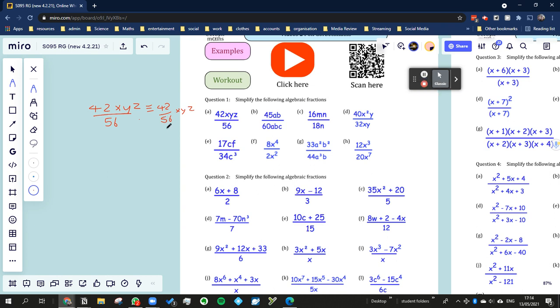So basically, we're looking for a number, the largest number specifically, that 42 and 56 can both be divided by. And that number is 7. So you need to be familiar with your 7 times table to do that. So if you divide both numbers by 7, what do you get? Well, 42 divided by 7 is 6, and 56 divided by 7 is 8.